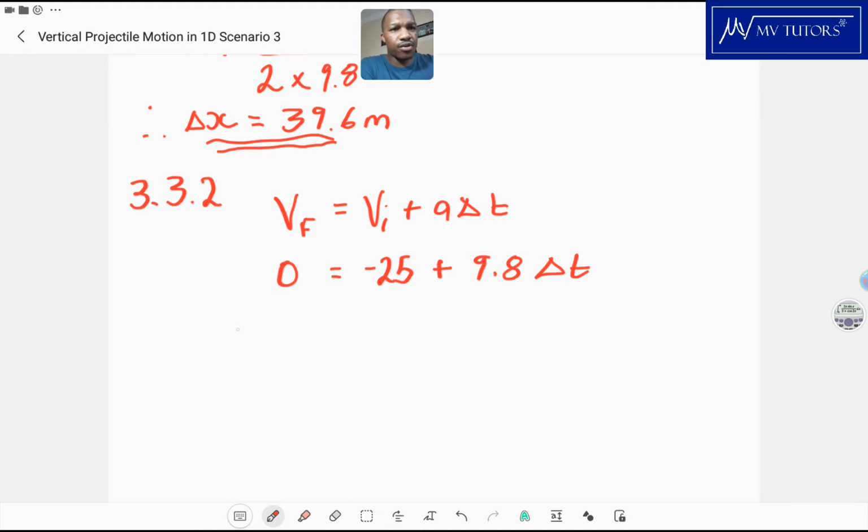I'm just going to put this in a calculator. I'll take this to the other side. I have a positive 25 divided by 9.8.